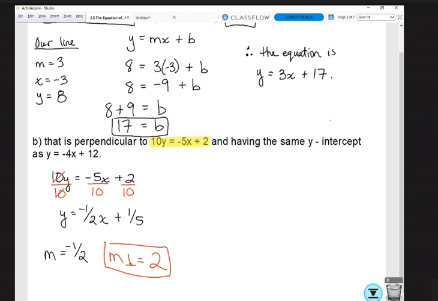Now, the next hint they kind of give us here is that we have the same y-intercept. And this is in y equals mx plus b. So 12 is for sure the y-intercept. We didn't have to really do any work for that one. So now, our equation must be y equals 2x plus 12. Perpendicular slope, got it. Same y-intercept, got it.